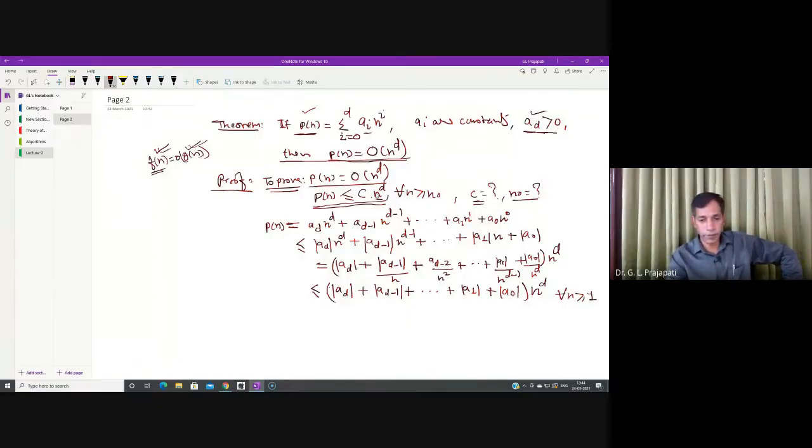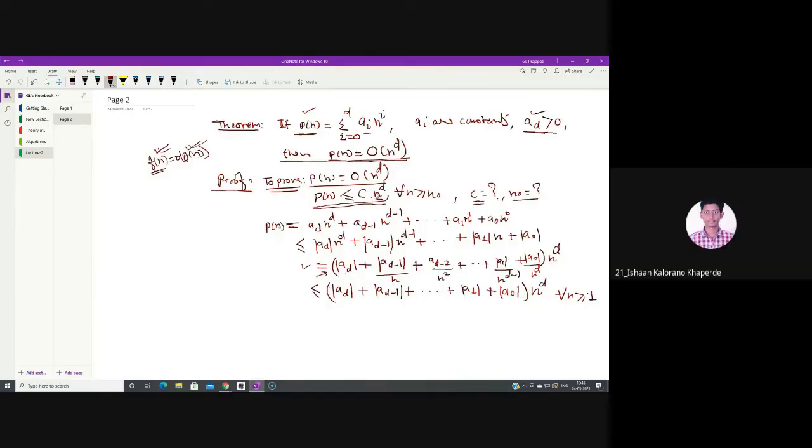So can you say this is less than or equal to this? If n is equal to 1, then this and this will be the same. Are you getting? If n is equal to 1, then this and this will be the same. If n is more than 1, then this will have less value as compared with this. Are you getting?